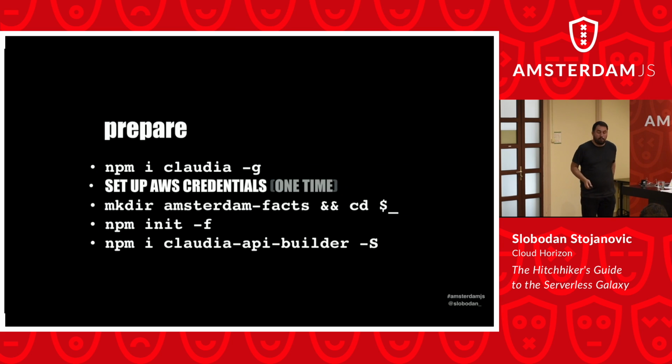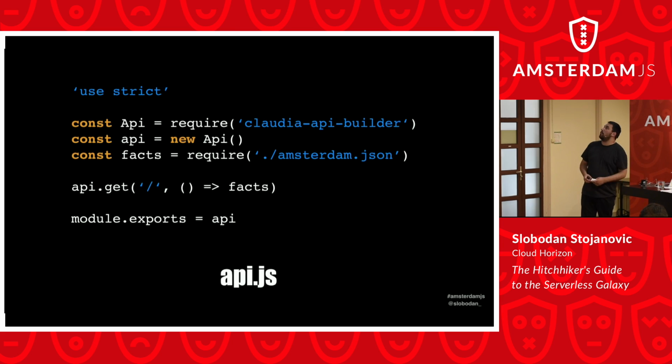And how do we write our application with Claudia? So this is the simple application. I found some facts about Amsterdam, so we'll try to use that. I have a JSON with 20 different facts. If we want to build our API, it's really simple. We just need to include the API Builder, make an instance of it, create some route, for example, just slash, and return all the facts. And finally, we want to export that because Claudia will fit your module between request and response, the same way that Express is doing with middlewares and things like that.